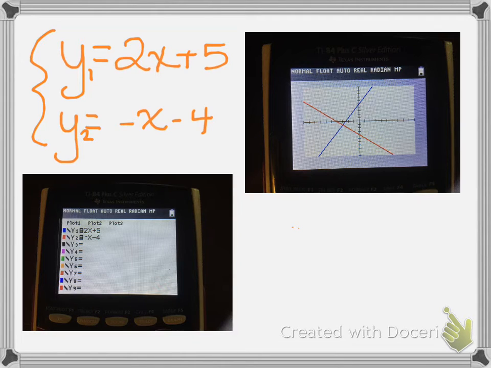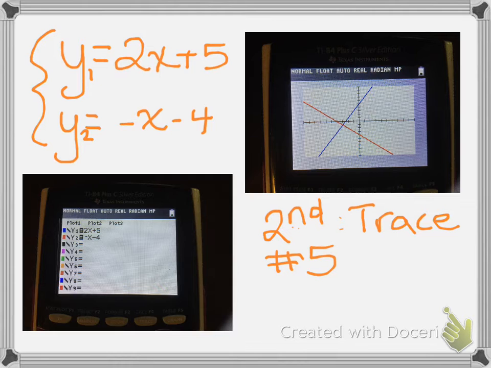The steps in finding the intercept: you're going to hit second and then trace. Second trace is my calculate screen. Then you're going to go down to number 5 and hit enter, or you can just hit the number 5, because at 5 it says intersect.